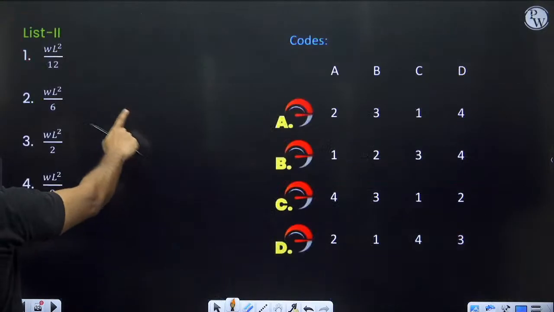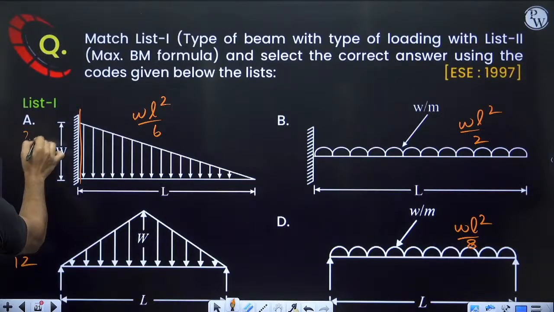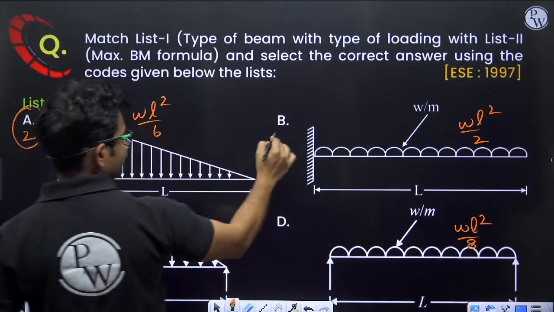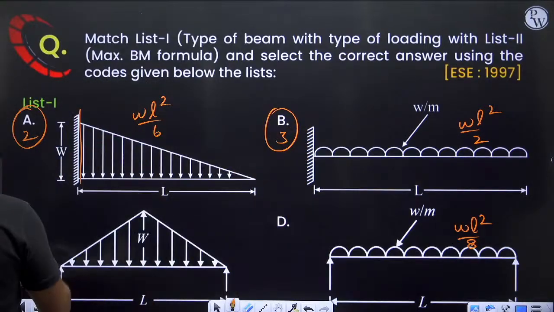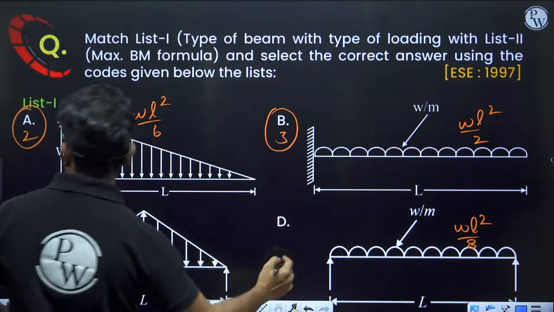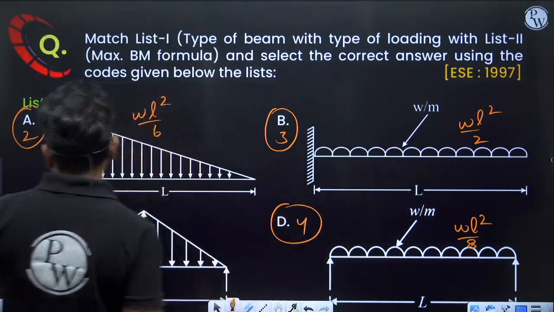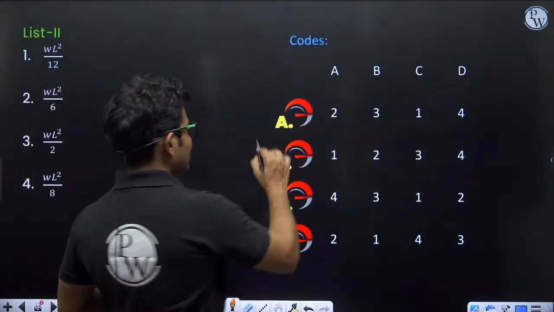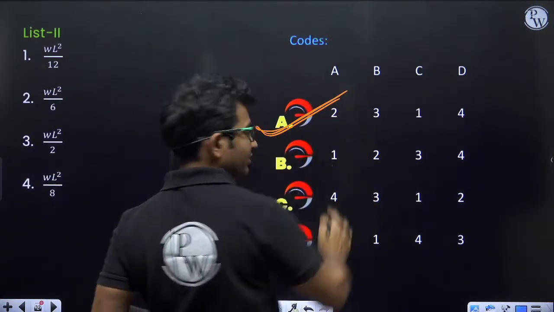So WL square by 6 is 2, A2. WL square by 2 is 3, B3. WL square by 12 is 1, and this will be obviously then 4. Okay, so 2, 3, 1, 4. Correct answer will be option A.